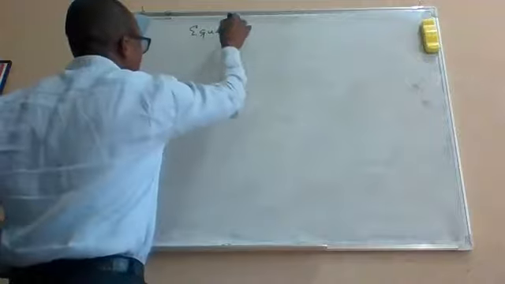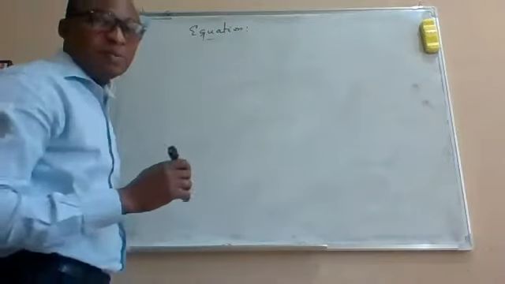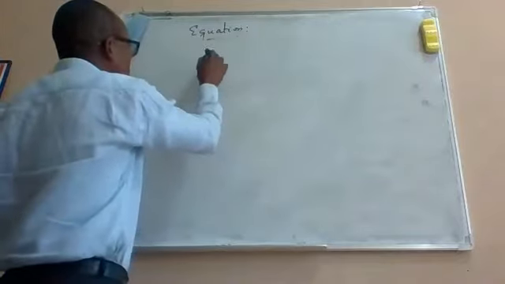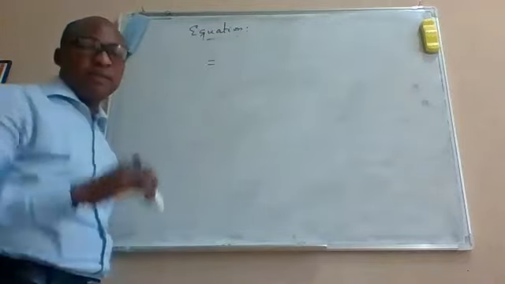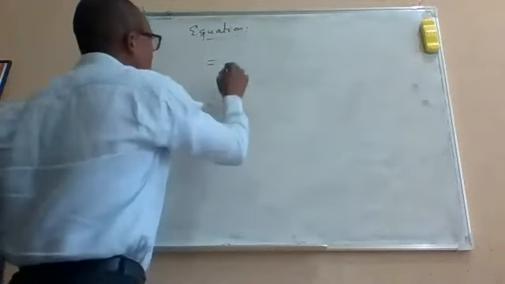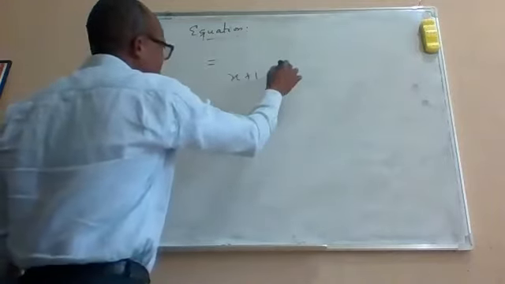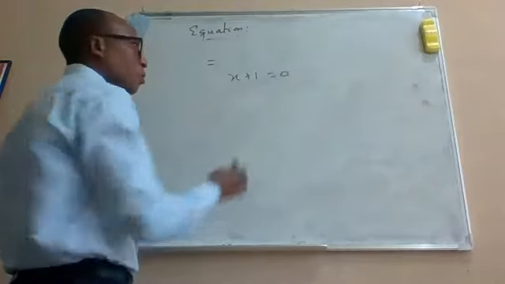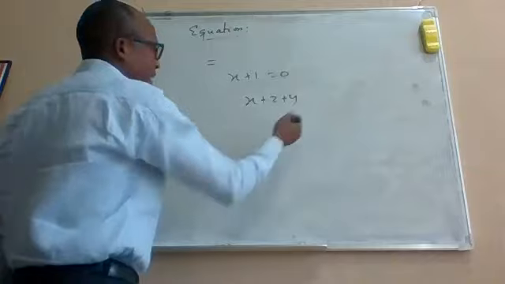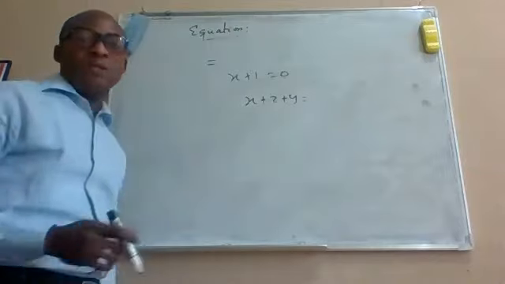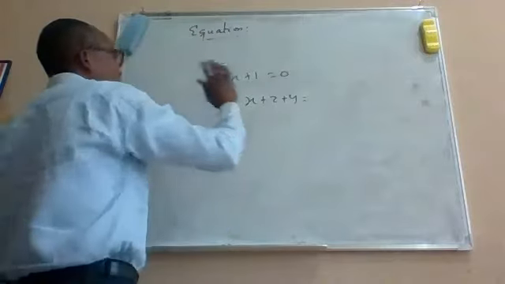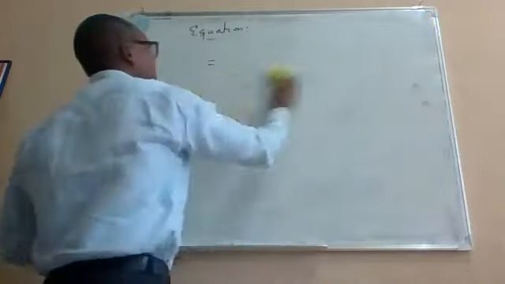We are talking about equations. Any expression given to you in mathematics in which you have an equal sign is automatically an equation. So if you have s plus 1 equal to 0, this is an equation. But if you have just s plus 2 plus y, and there's no equal sign, it's not an equation. For it to be an equation, there must be an equal sign. That is very important to note.